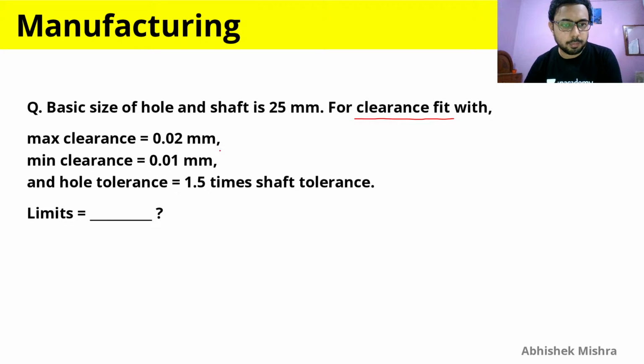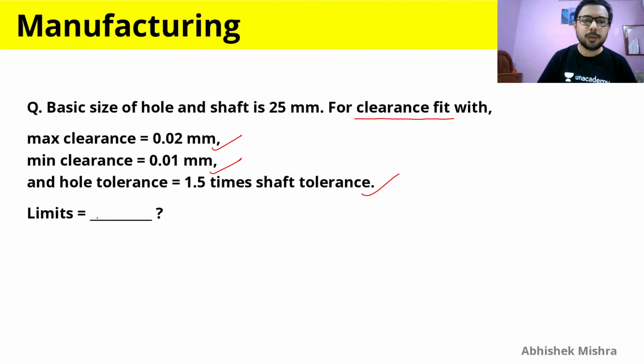We are provided with this data: maximum clearance, minimum clearance, and hole tolerance is 1.5 times the shaft tolerance. So what are the limits? Means what are the upper limit and lower limit for shaft and for hole. If you know the solution to this question, then just solve it and write down your answer in the comment section. If you don't know, then just solve with me or just listen.